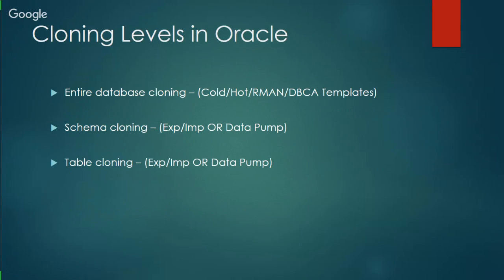Next, we have table cloning. Once again, we'll use export, import, or data pump. Like our quality team wants only sales table, then we will not really clone the entire database. And then if there is only row cloning involved, because that is also one option we have in export, import, and data pump. So definitely we can use this method, export, import, to perform the row cloning.